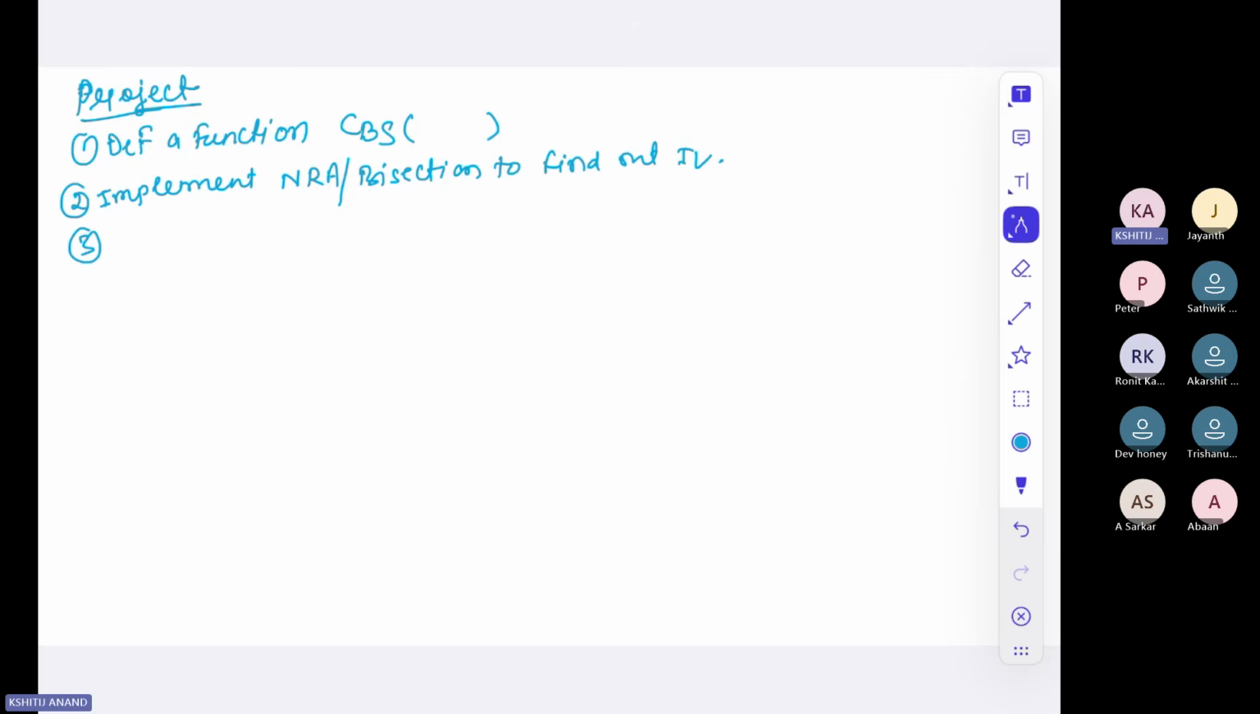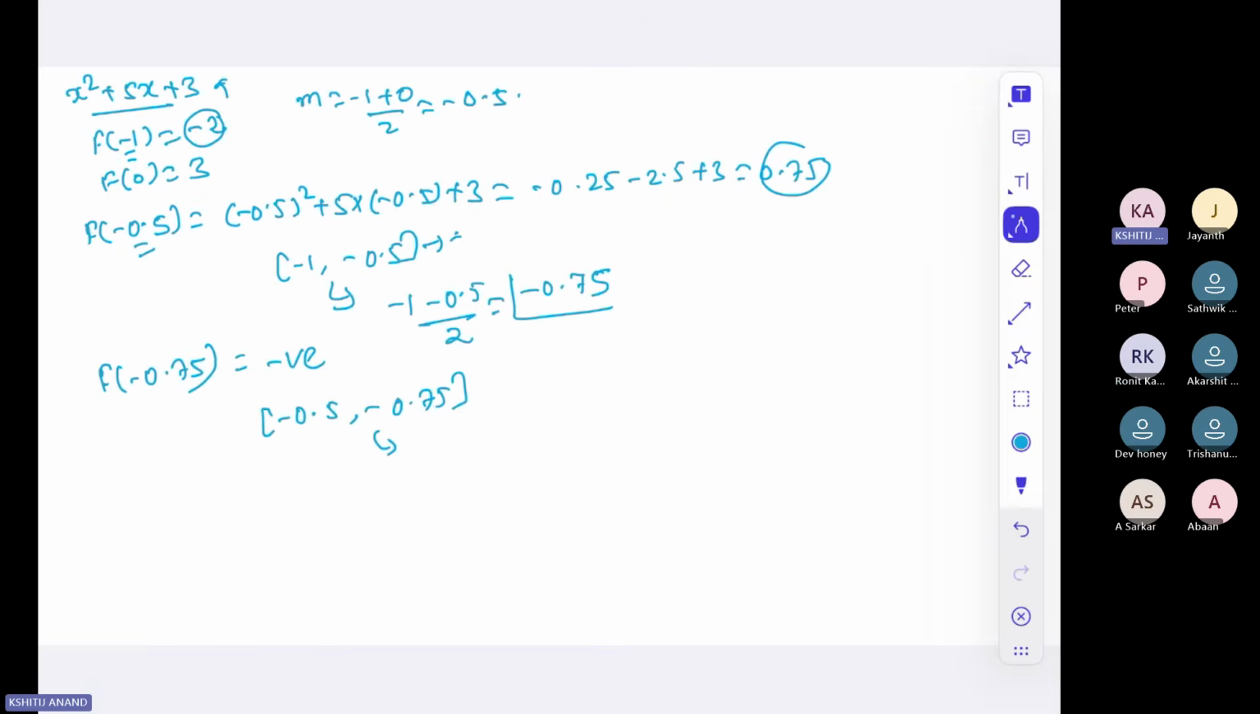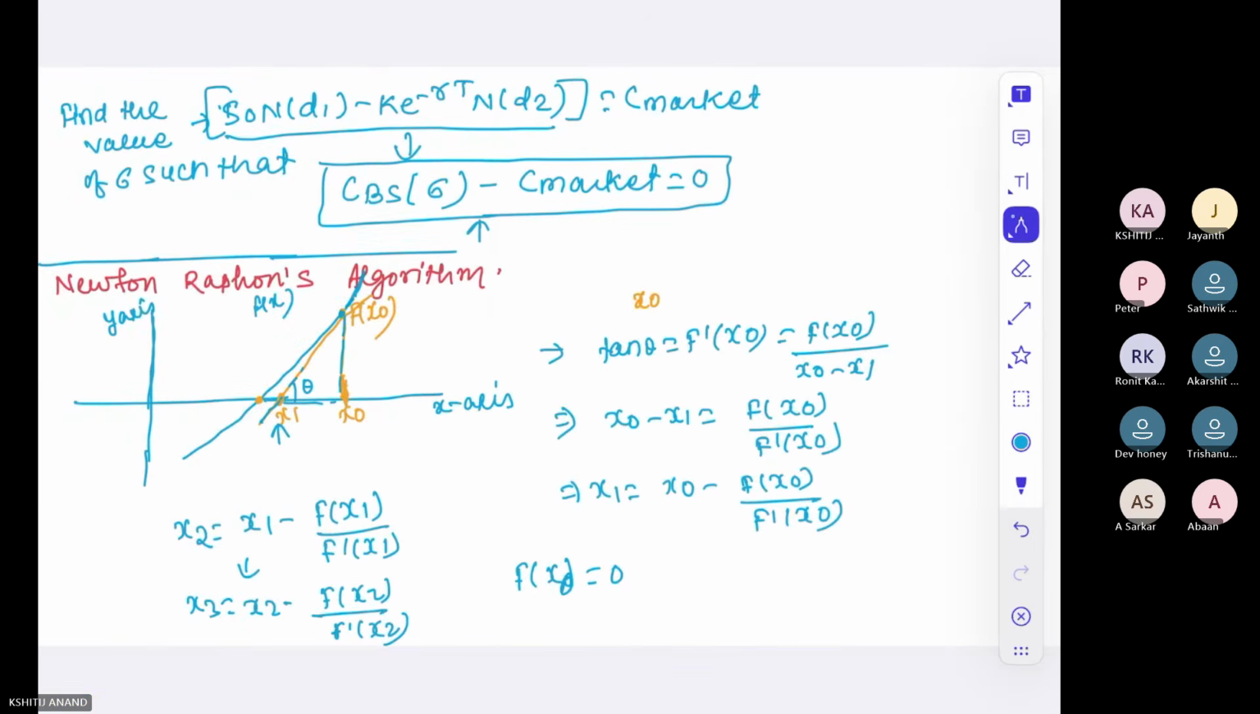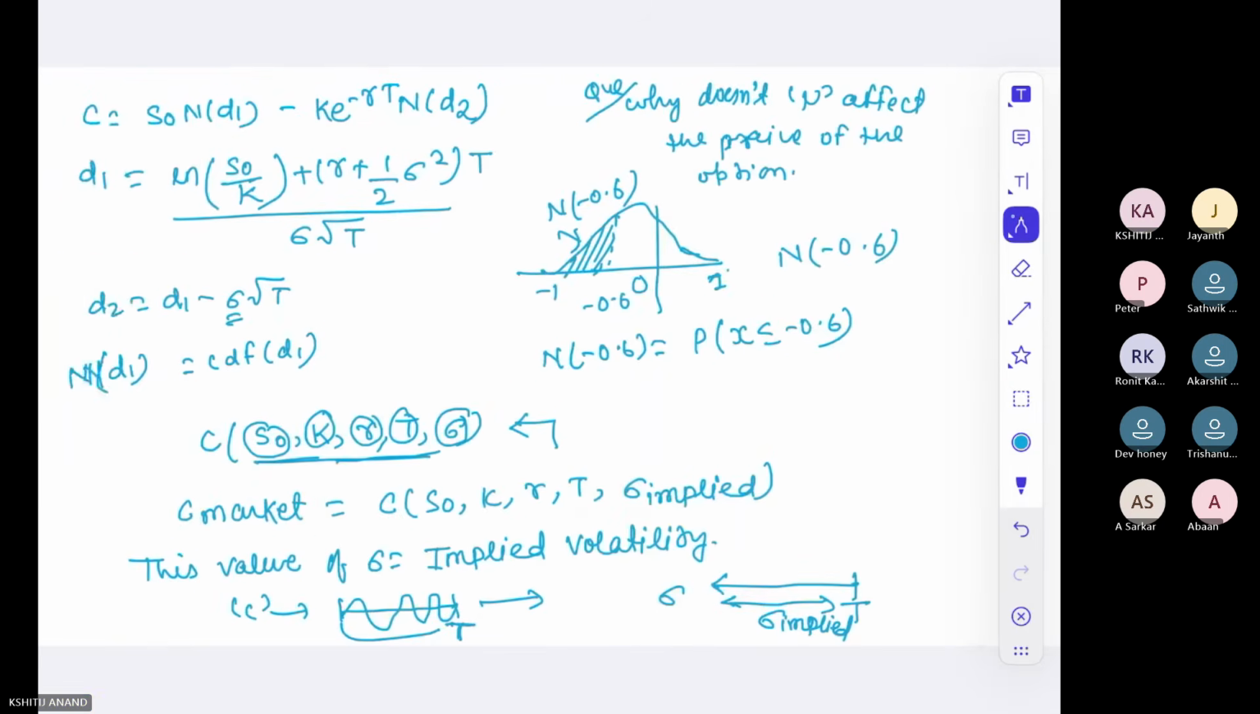Okay, so you can match your answer with that particular website, and then you can submit it. So that is the task for you. Is everything clear? Implement both these algorithms to find out sigma IV, simple sigma, so implied volatility, sigma implied. Everything makes sense, right?